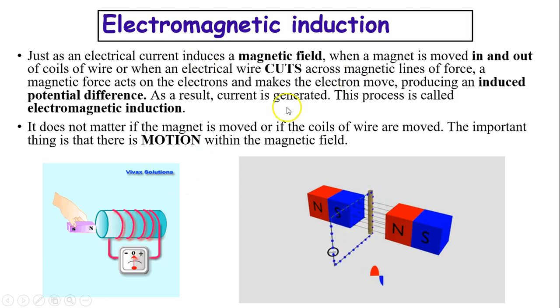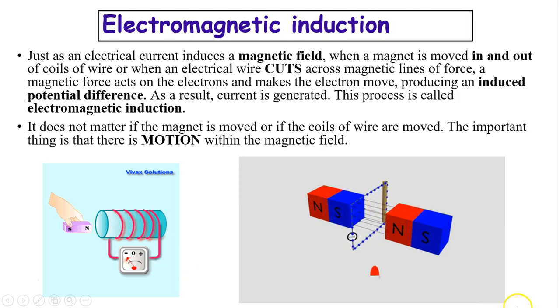Let's see what that means. So here is basically just a wire you connect to the meter. If you just connect a wire to the meter, there's not going to be current because there is no battery. But if you put this magnet inside and move it in and out of this coil, you will see current will be produced in here. This is called electromagnetic induction.